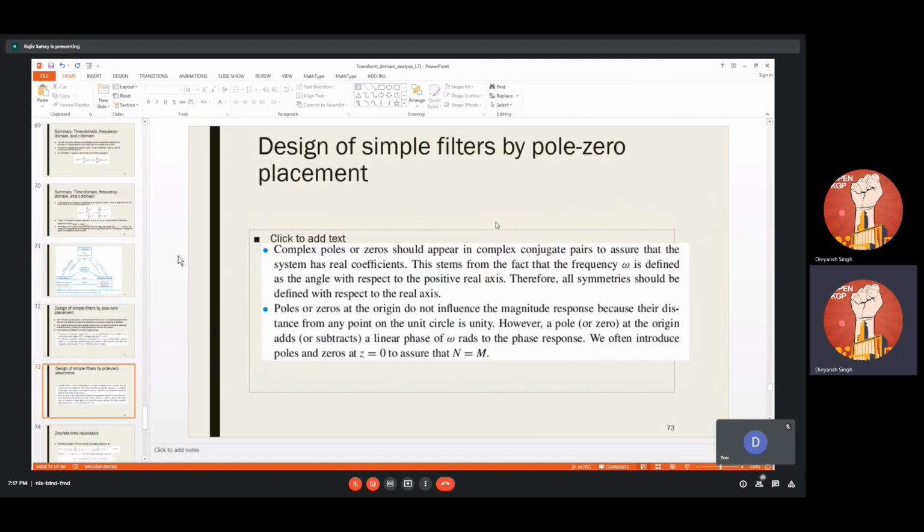Okay. So complex poles or zeros should appear in complex conjugate pairs to assure that the system has real coefficients. So all symmetries will be defined with respect to the real axis. And poles or zeros at the origin do not influence the magnitude response because their distance from any point on the unit circle is unity. However, a pole or zero at the origin adds or subtracts a linear phase of omega radians to the phase response.